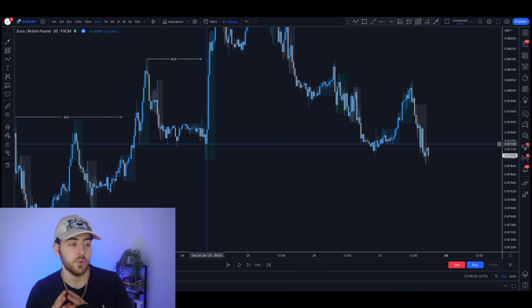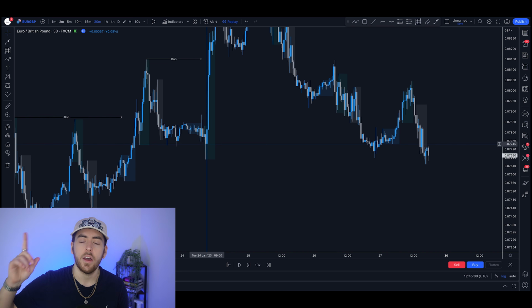So how do we know that this is an inducement zone and not the zone that we want to buy from? Well, this comes down to liquidity. And when I'm talking about liquidity, I'm talking about equal highs or equal lows in the market. I'll stick a card here to take you to a video about liquidity if you have no idea what I'm talking about. But when we see equal highs in the market or equal lows in the market, we are expecting price to take those out, okay?